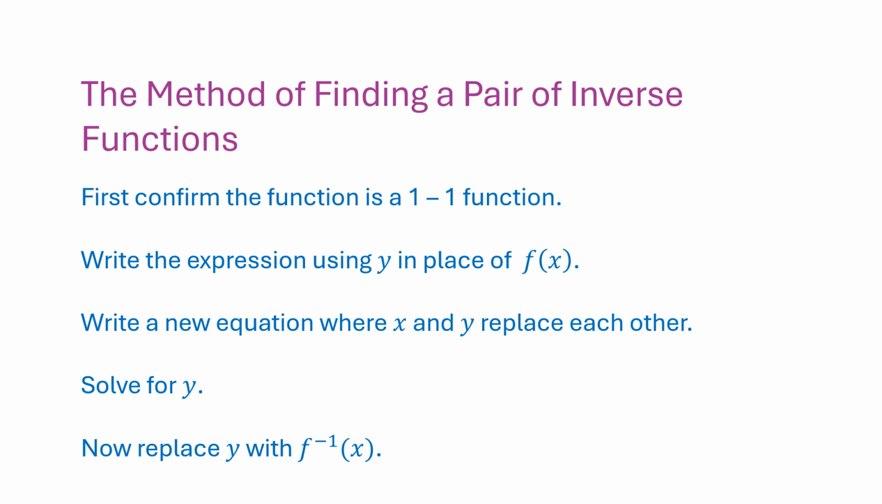Okay, the method of finding a pair of inverse functions. First, confirm the function is a one-to-one function. This is important because the domain of the function becomes the range of the inverse, and the inverse function's domain becomes the range of the function. So a function and its inverse swap ranges and domains.